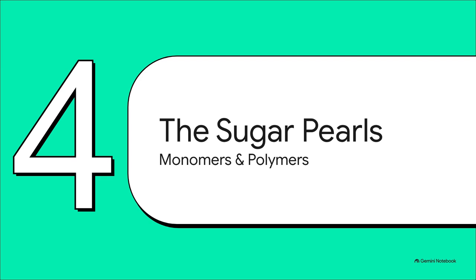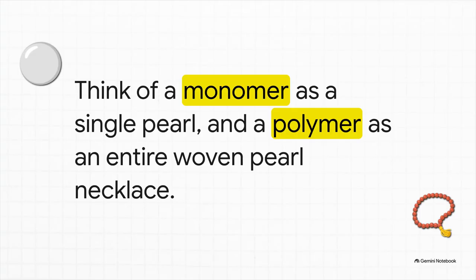Section 4. Carbohydrates, the sugar pearls. Zooming into monomers and polymers. Let's shift our focus entirely to one specific, incredibly important primary metabolite, carbohydrates. To truly understand how complex sugars are built in the body, I want you to imagine a single pearl. In chemistry, that single individual building block is called a monomer. But if you take a bunch of those pearls and string them together onto a thread, you create a beautiful pearl necklace. That large connected structure is a polymer.